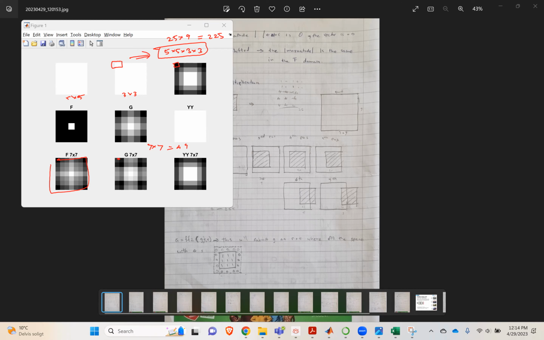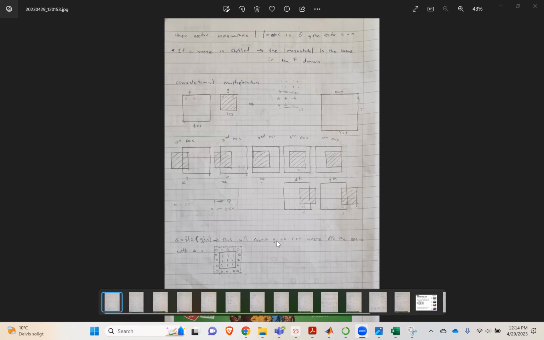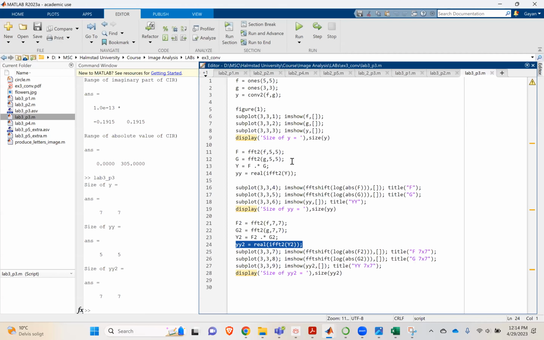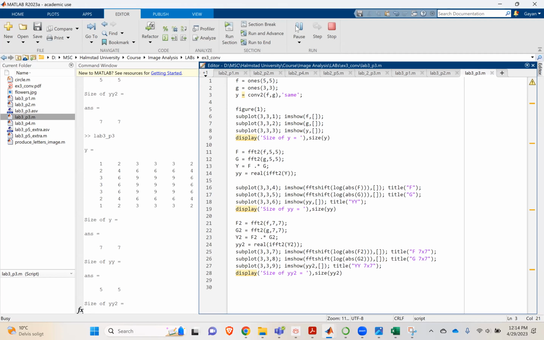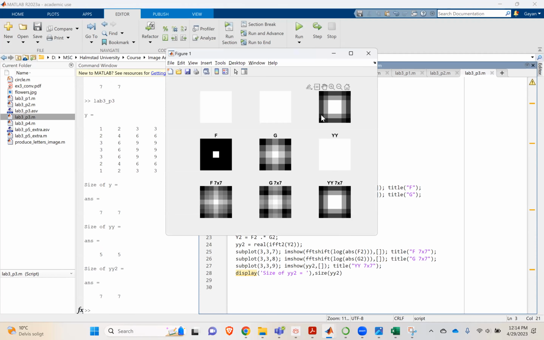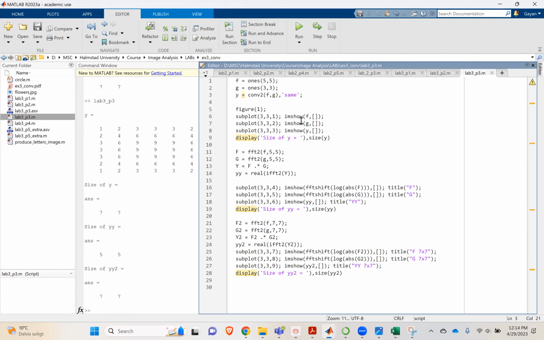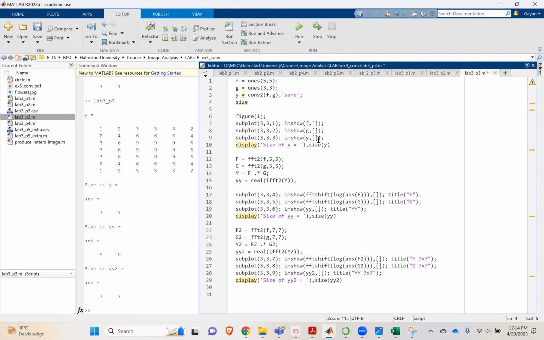And also there is a command in MATLAB. If you need to get the output in the original size, there's a command called same. You can force it. When you convolve, you can just give this same option, and it will create the output in the same size as the original. You can see, it will be 5 by 5. We can print the size of Y.